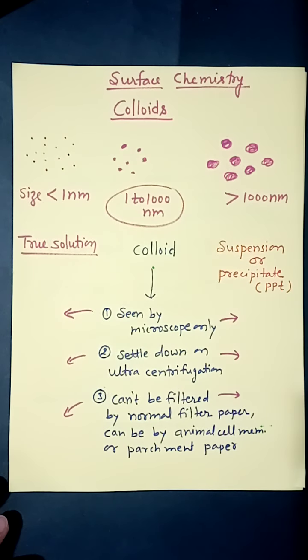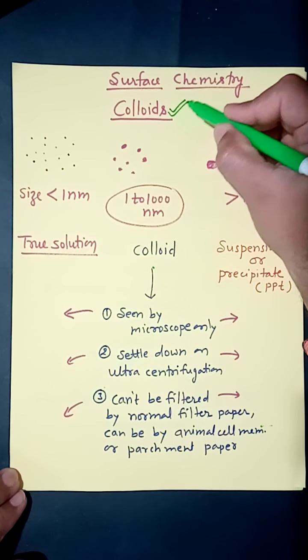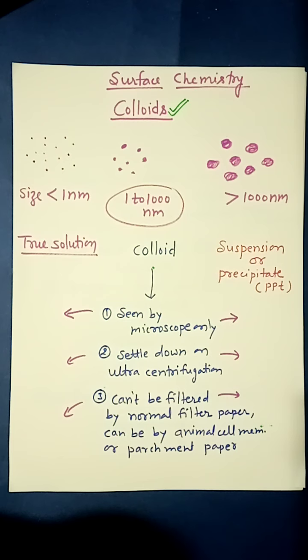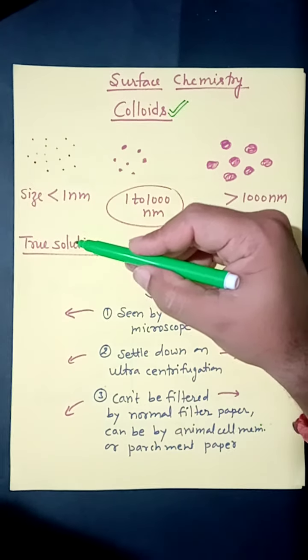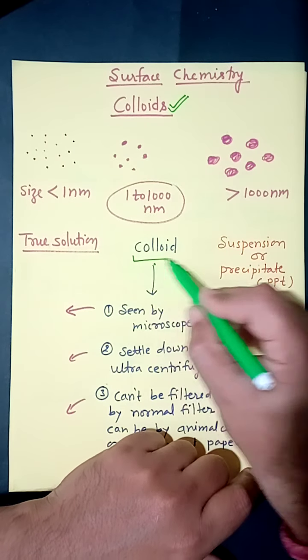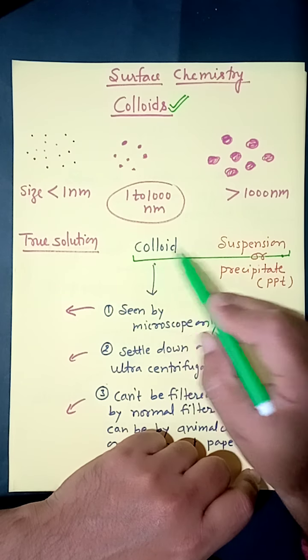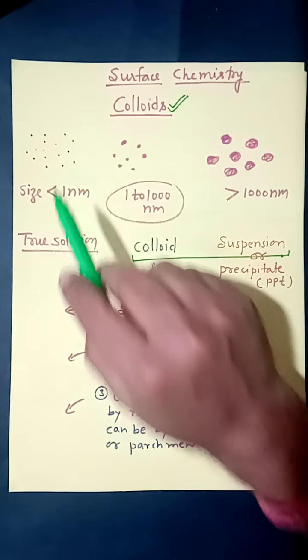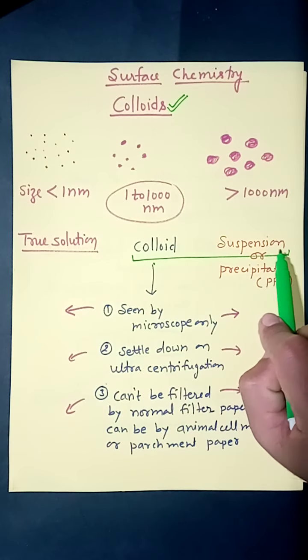Now the next part of the chapter is colloids. In class 9th you had a brief discussion, brief knowledge about colloids. In 9th class we have discussed that mixtures can be divided in two classes. One is homogeneous mixture and the other is heterogeneous mixture. Homogeneous mixture is also known as solution or true solution, and heterogeneous can be divided further in two categories. One is colloid and second is suspension or precipitate. So overall we have three types of substance. Now these are true solution, colloid and suspension.